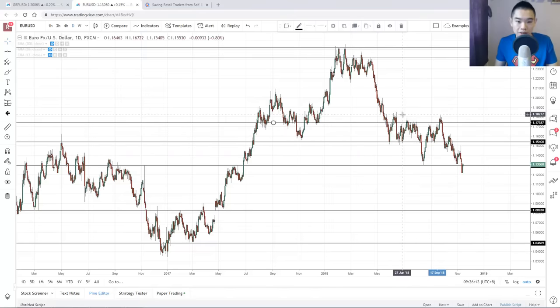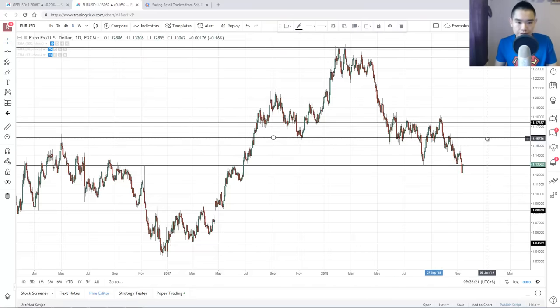I can draw another level if I wish to, but I want to keep my charts clean, so I'm just going to use one level. This one over here, if I just adjust it slightly higher, notice that I get 1 touch, 2, 3, 4, 5, 6, 7, 8, 9. Quite a number of touches, right? So you can see that this is how I adjust it, to let the price touch it the most number of times.